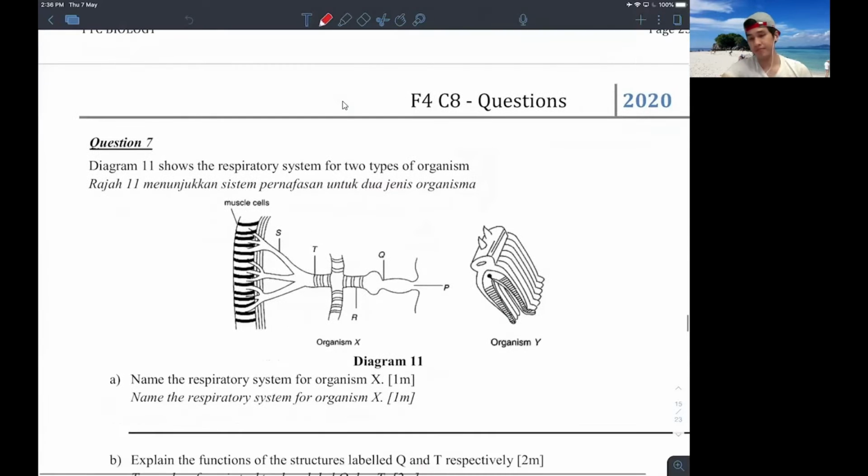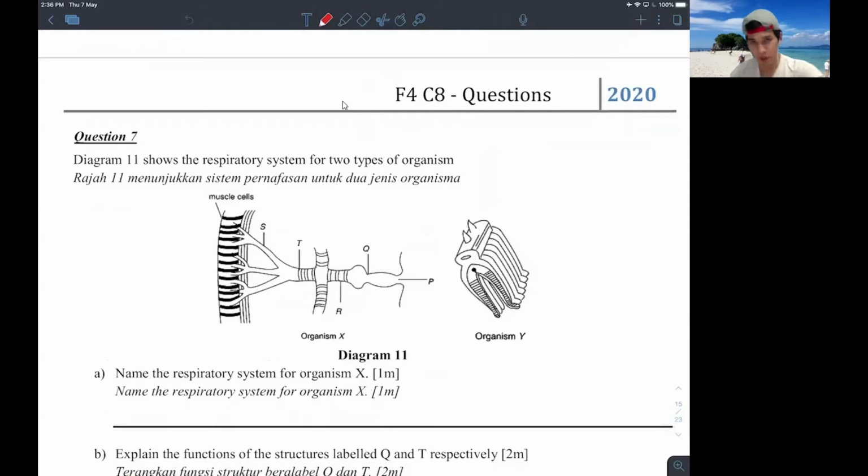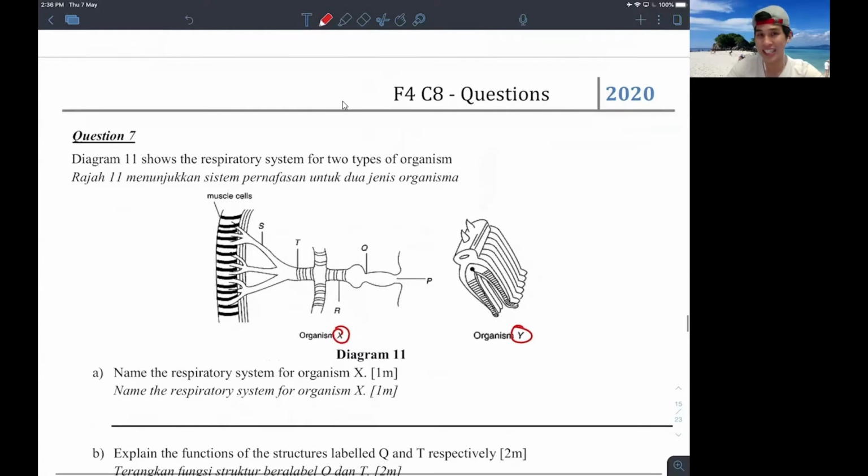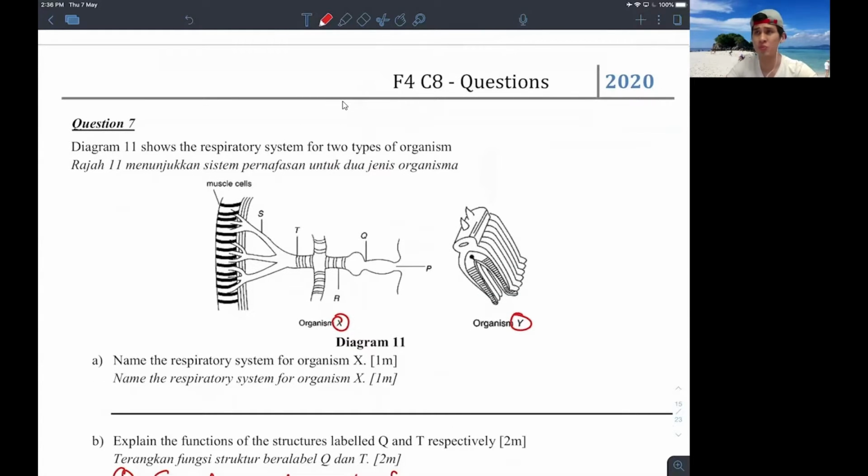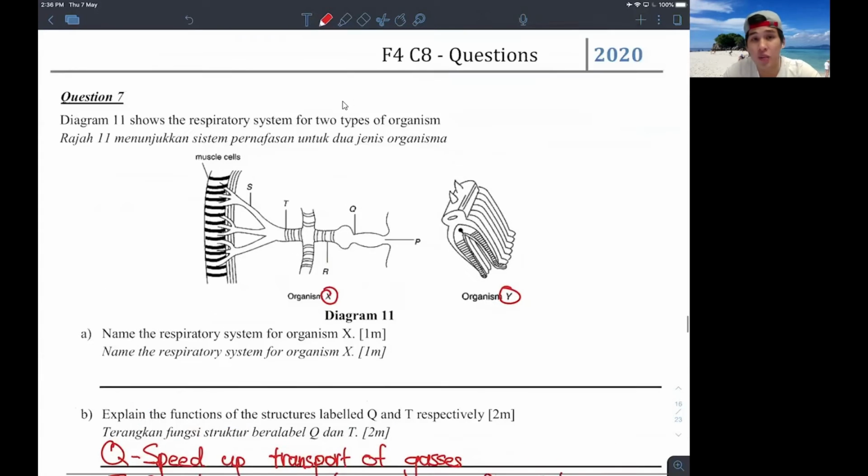Okay, question 7. Here there are two respiratory systems we're going to compare. We're doing the questions on last week's topic, the animals' respiratory systems. X and Y, as you can see, are the insect's and the fish's respiratory systems. Come answer me. Name the respiratory system for organism X. Remember, insects' respiratory system has a name. What is it called?